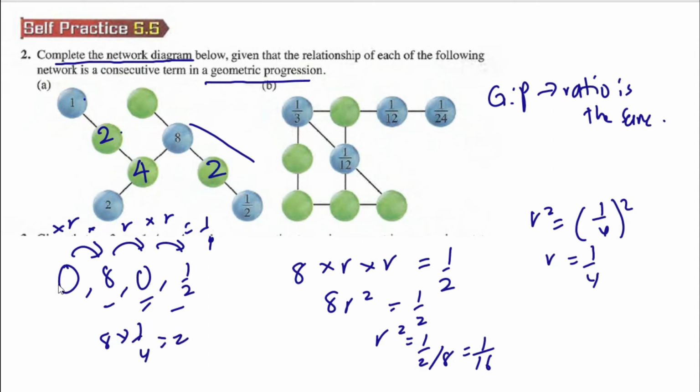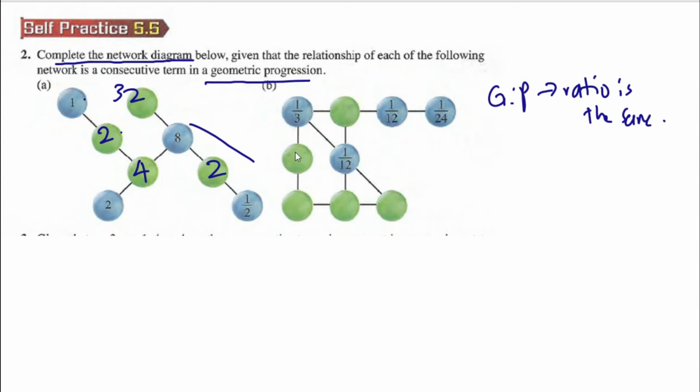And for this box, we can divide by r, because x times r is 8. So the box x is equal to 8 divided by r. So 8 divided by 1 over 4 is equal to 8 times 4, which is equal to 32. So this box is equal to 32. So we can see this straight line. So for B, we can see this straight line.